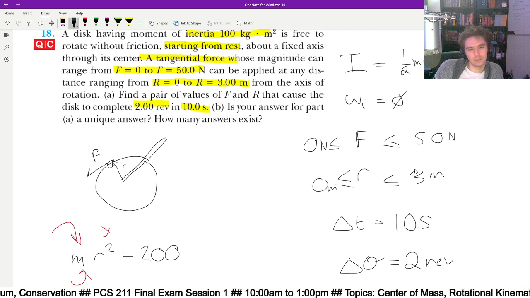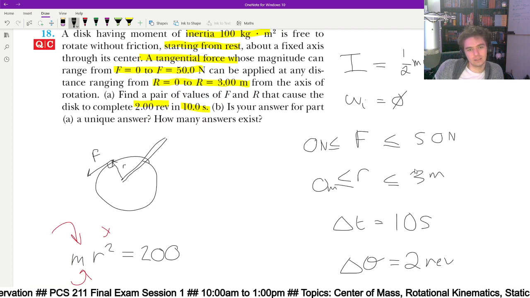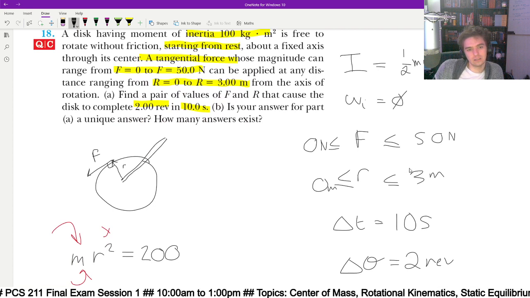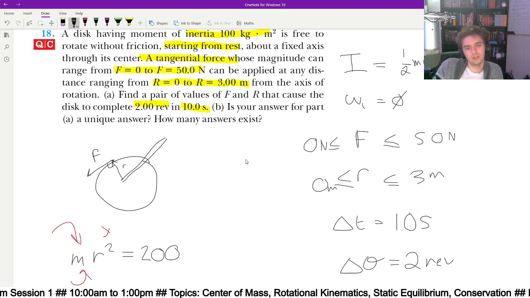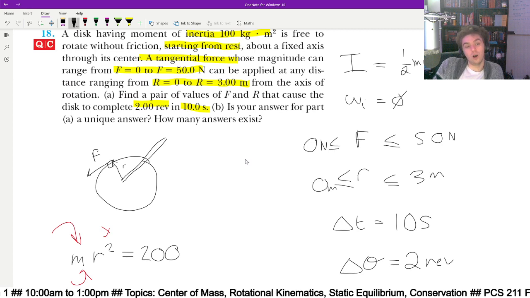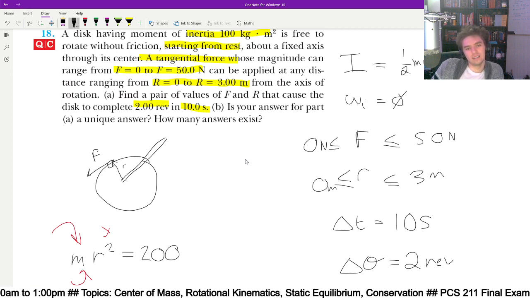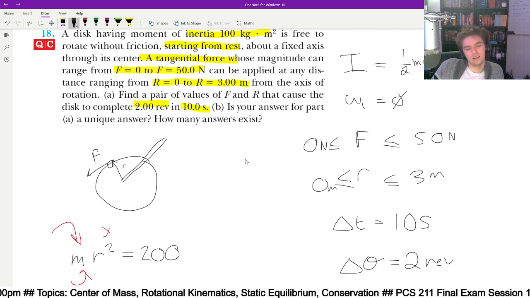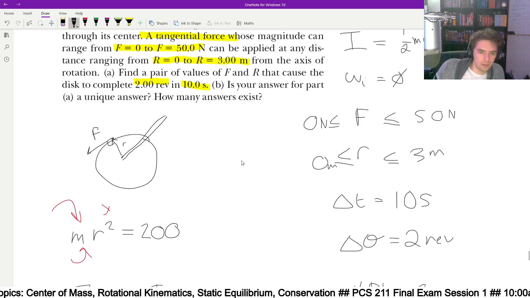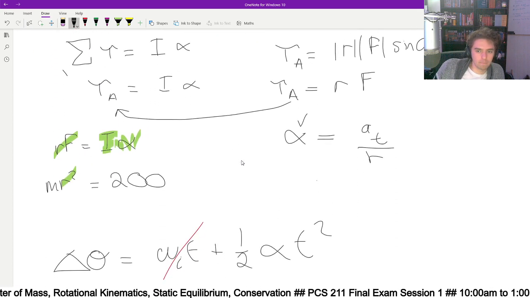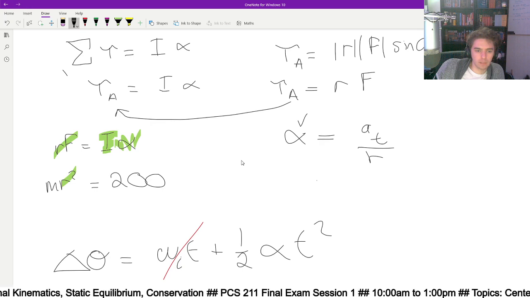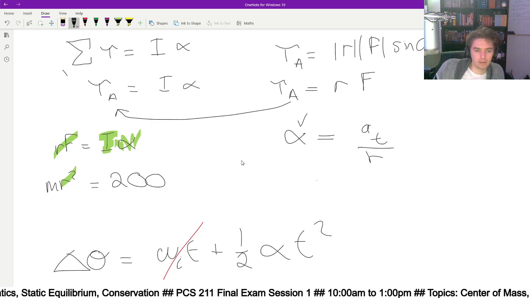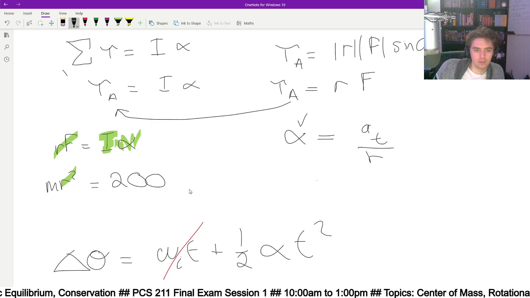What if you had infinite correct answers? Would that mean that if you pick a random value between 0 and 50 and you find r, then they would be correct? Okay, yeah, because we have inertia and we have alpha. Just find a value for torque and then substitute a value like 10 newtons for force. Find R, and that's one pair. They just want one pair, they don't want all the pairs, right?